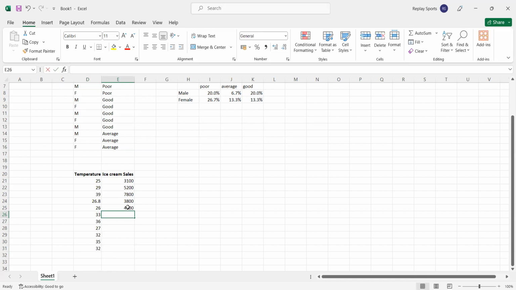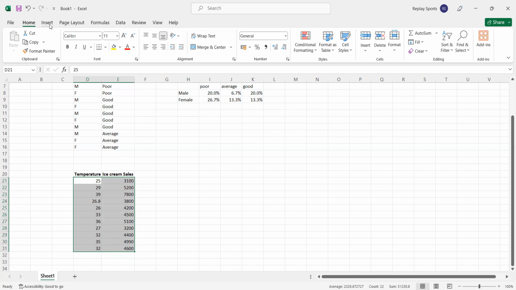Then 4,500, 5,100, then we'll make it 3,200, 4,400, 4,990, and we'll make this 4,600. So this is the highest temperature on that given day, and this is the ice cream sales. Now, do we see any relationship between them or not? In this case, you draw what is called a scatter plot.